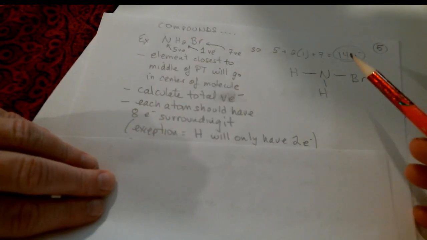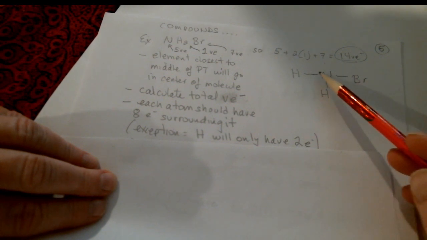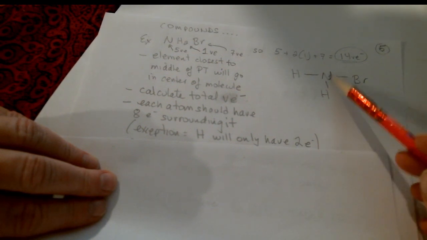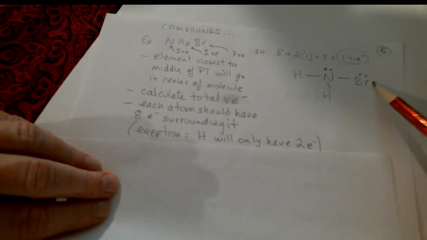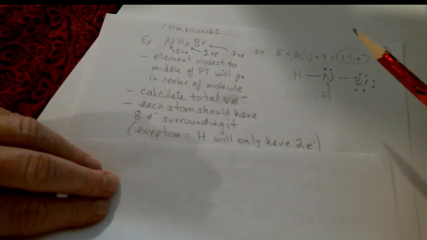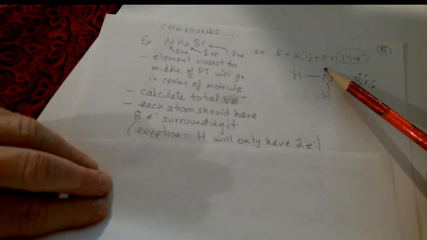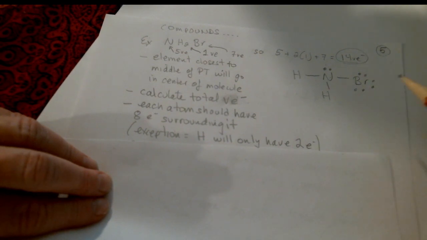Okay, so I need 8. I need to put 8 somewhere. I cannot put them on the hydrogens. Here I have 2, 4, 6, so I can only put 2 more. Over here I already have 2, so I can put these extra ones right here. So I should have 14 electrons. I like to count them by pairs: 1, 2, 3, 4, 5, 6, 7 pairs. 7 times 2 gives me 14.